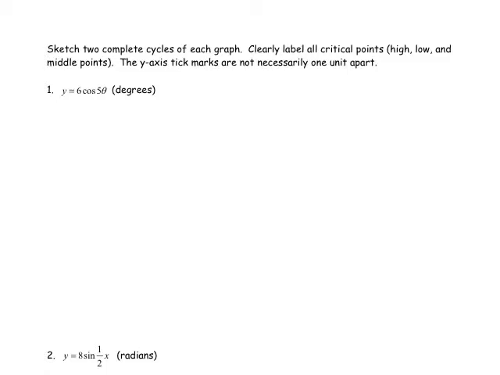So we want to sketch 2 complete cycles. All right, so this number right here is the amplitude, and this number right here helps you get the period, and we are in degrees. So now let's write some things down. This is cosine. Cosine starts at the up. Remember, it's the U shape.